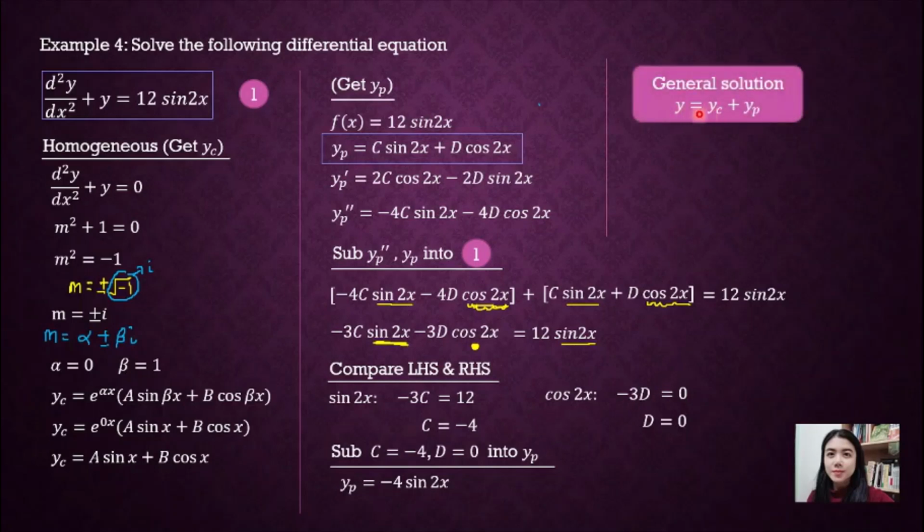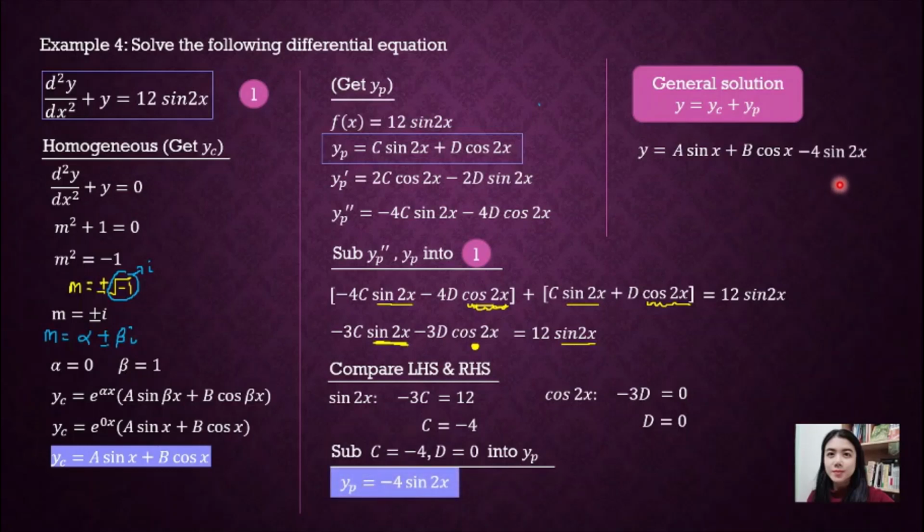Okay, so this is the general solution, y equal to yc plus yp. So you have y equal to yc. So your yc, this is the one. Then we have yc here, plus with yp. So your yp, this is the one. Then we have your yp here. So this is the general solution for the example 4.